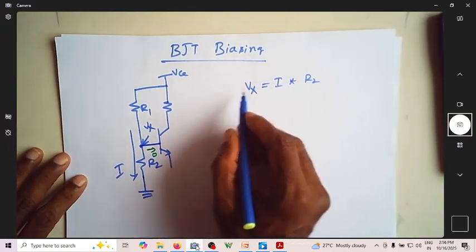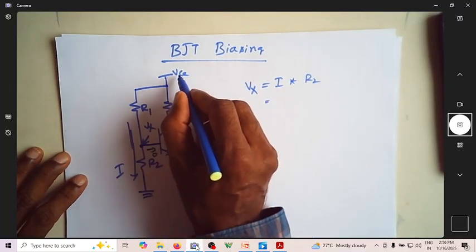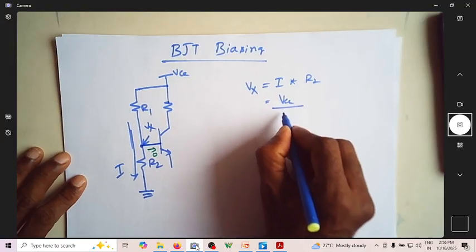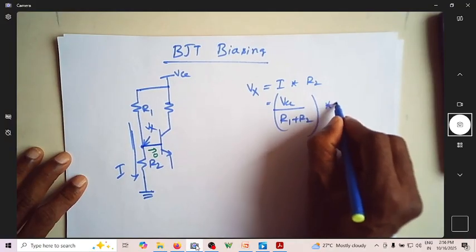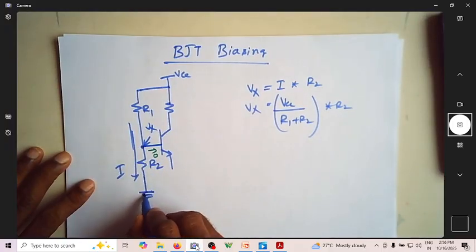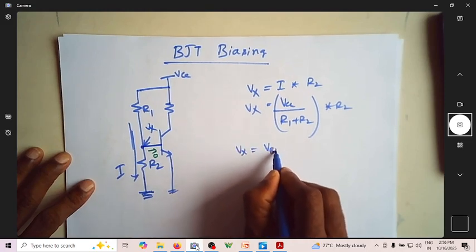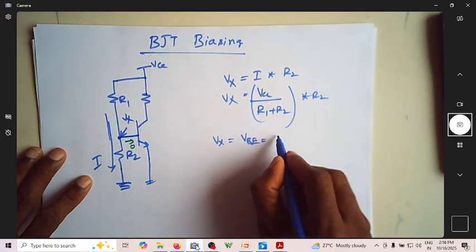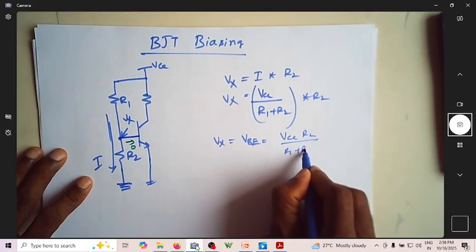So what is this current? This current is the whole current flowing from this to this, which is nothing but the voltage difference between this and this divided by the overall resistance. Is it not VCC divided by R1 plus R2 is your I, multiplied by R2? Is this Vx? This is the voltage at this point with respect to ground. Is this Vx itself VB? This Vx is VB. Now, what is this VB? This is equal to VCC times R2 by R1 plus R2.